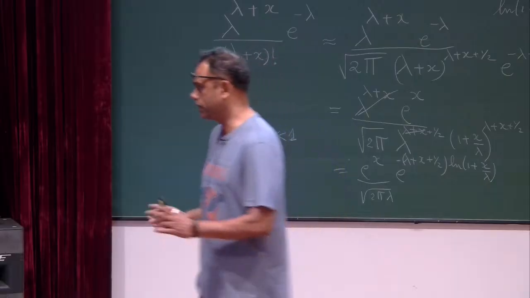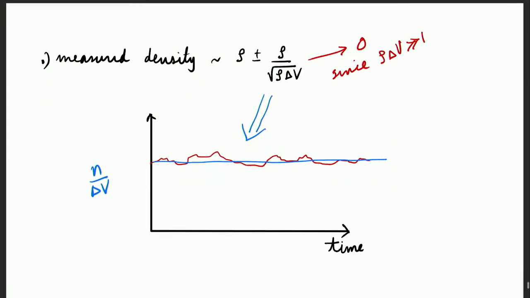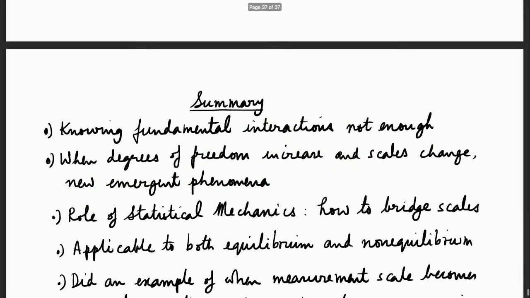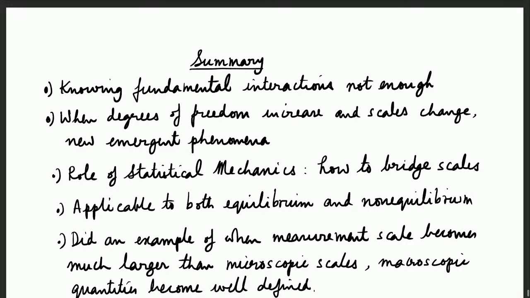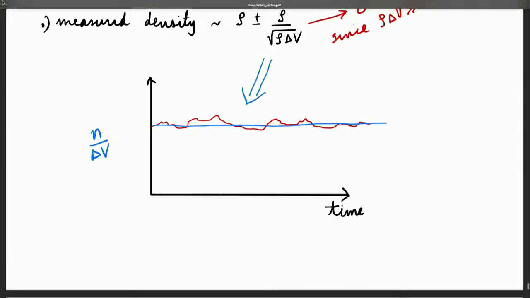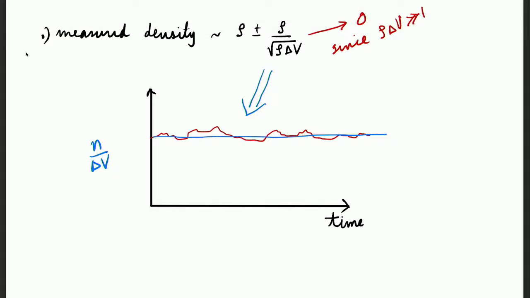We will do one more example of this later and try to formalize why large numbers matter. Okay, so let me summarize. I had some comments to make. Before that, let me pose it in a slightly different manner.